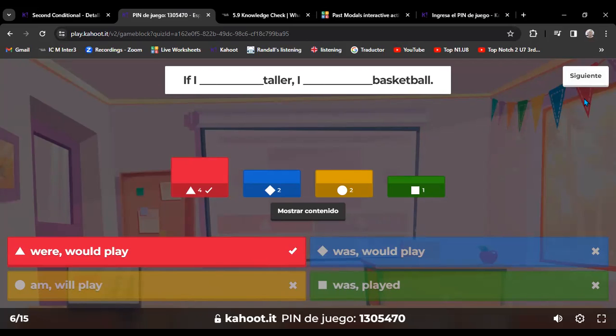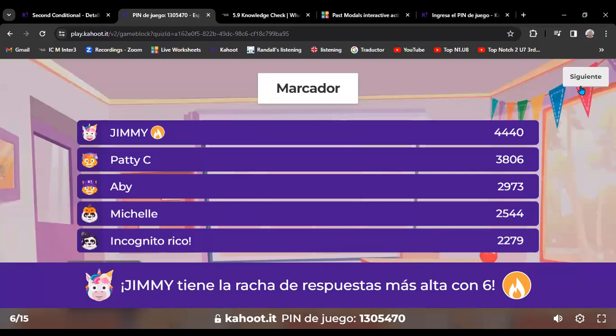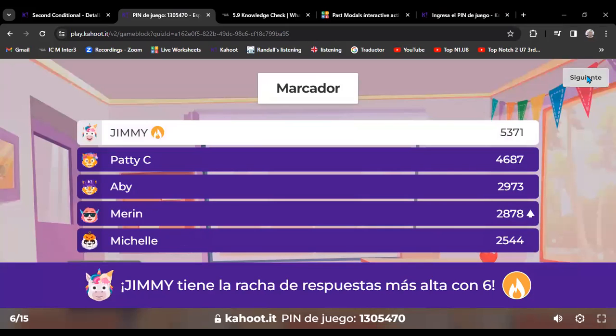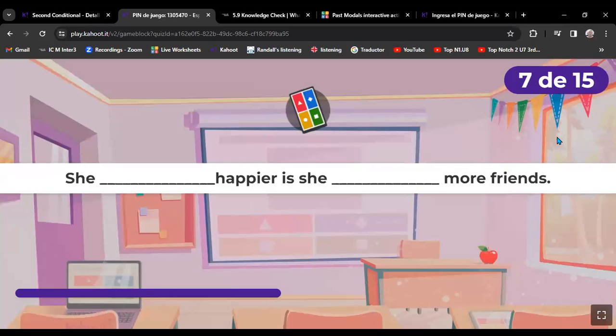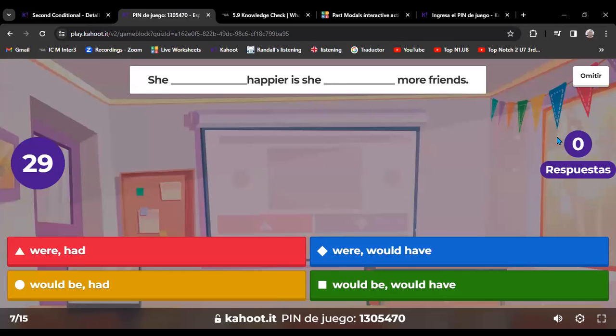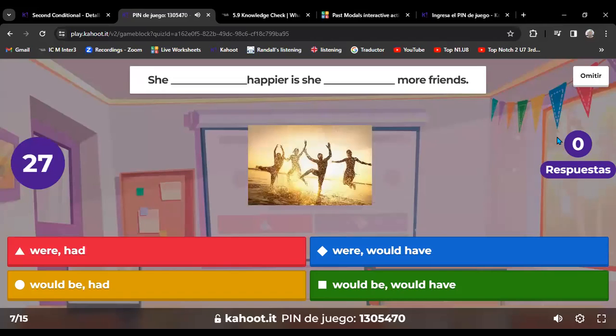Okay, we're going to play with the next one. Okay, here we go. Jimmy and Patty at the beginning. Here we go. The last one. This is going to be the last one. She happier if she is more friends. Here we go. The red one, where and had. Where happier if she has more friends.